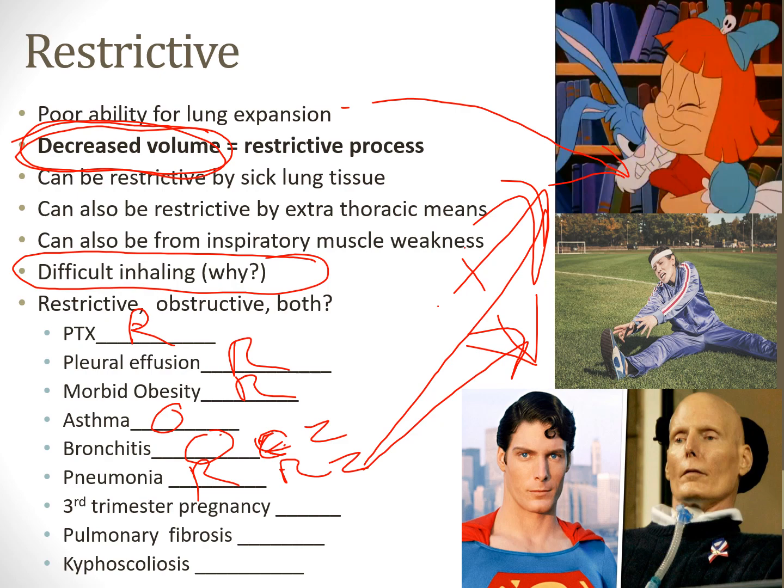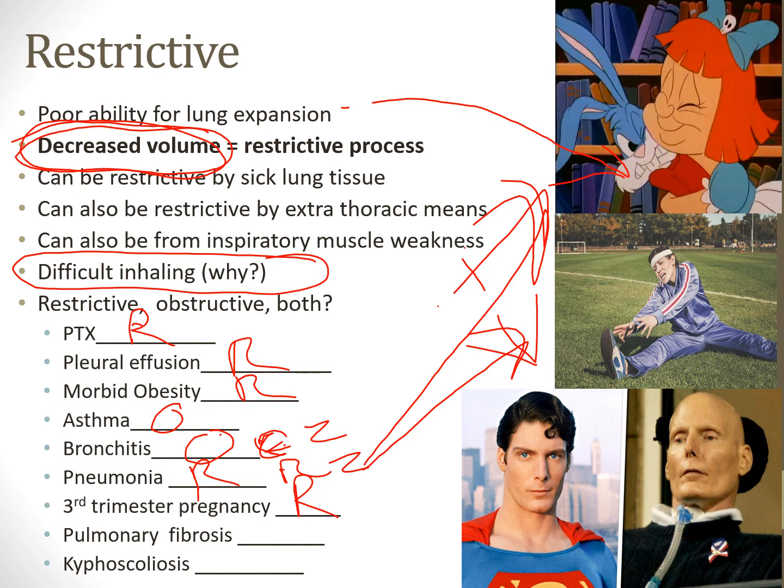What about third trimester of pregnancy? Is this going to be obstructive or restrictive? Well, traditionally, this is going to be a restrictive issue, right? What's happening to the abdomen? It's pushing up. What's happening to the chest wall? The chest wall is gaining mass. So this is going to restrict the ability for the lungs to expand.